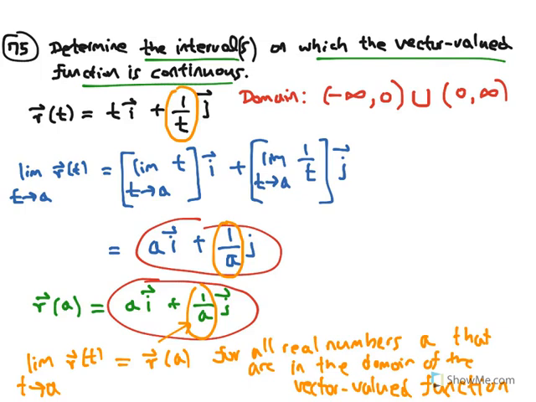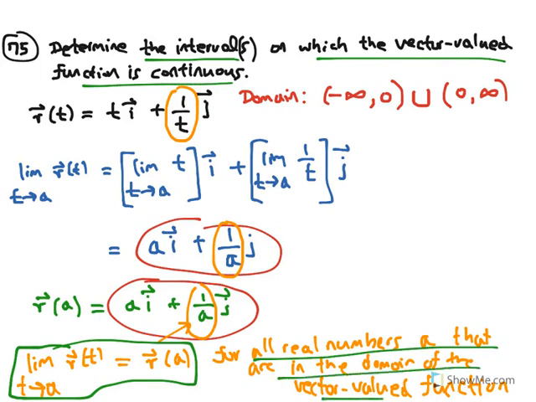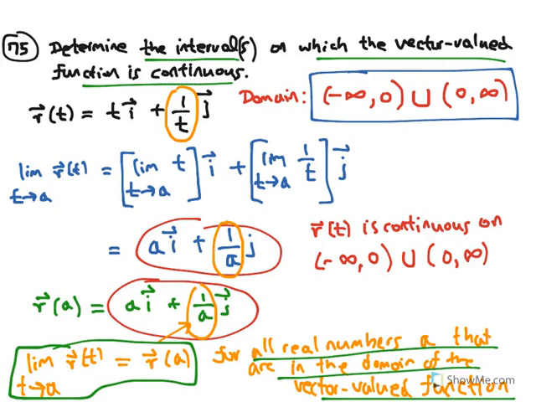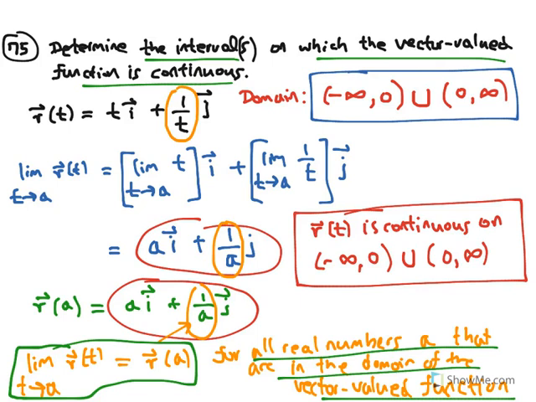So, determine the intervals on which the vector-valued function is continuous. Since this particular requirement from the definition of continuity is satisfied for all real numbers a that are in the domain of the vector-valued function, the intervals on which the vector-valued function will be continuous are the same as the domain. So this is our answer. The vector-valued function is continuous on the interval from negative infinity to 0, not including 0, union from 0 to infinity, not including 0.